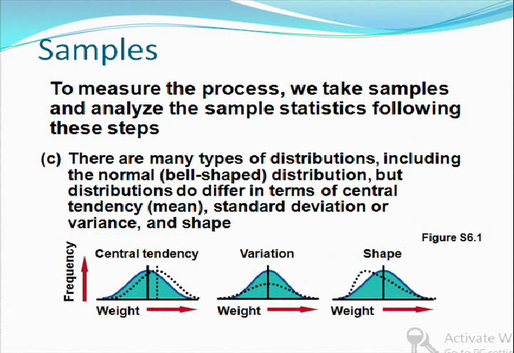Letter C. There are many types of distributions, including the normal bell-shaped distribution, but distributions do differ in terms of central tendency or the mean, standard deviation or variance, and shape.